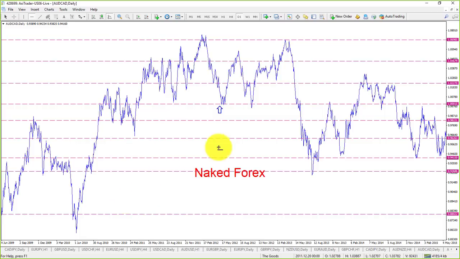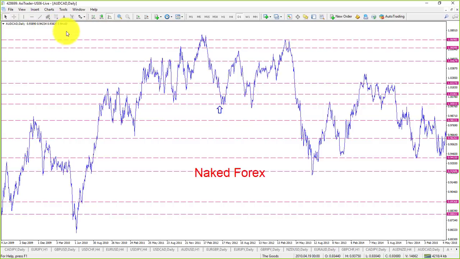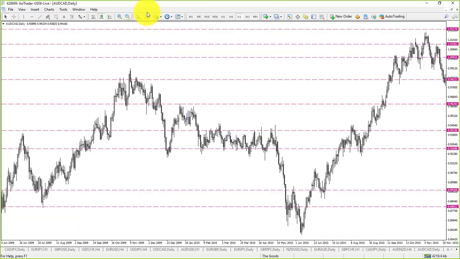So let's see here. Do we have any over here? Potentially we have a few more. And then this one will be good to go, I think. Yep. I think that's about it. Looks like there's one more. Cool. So that is the Aussie CAD.